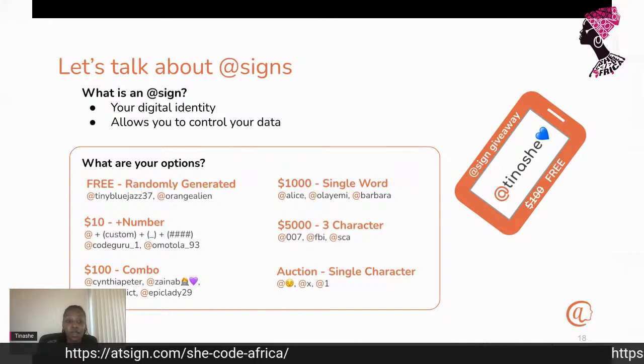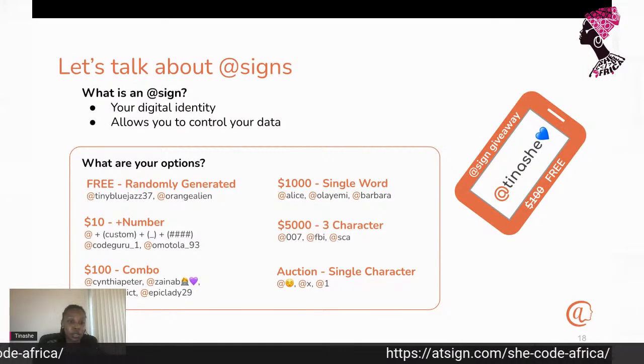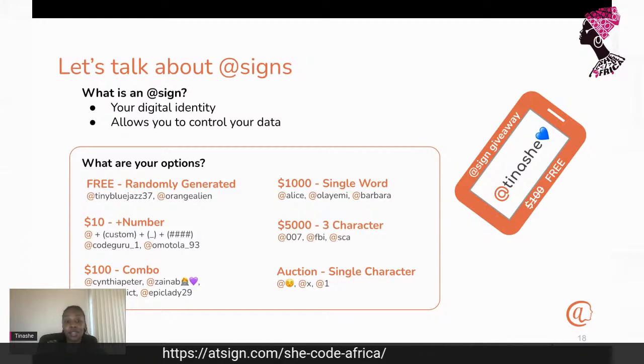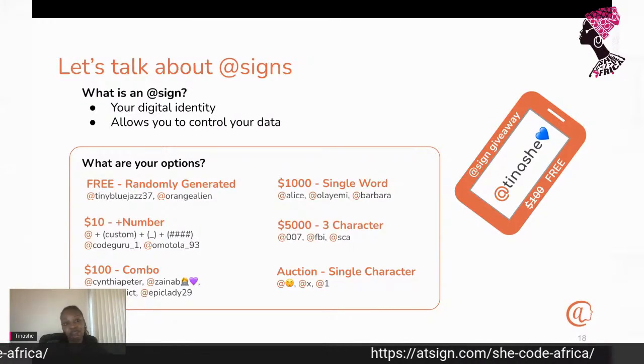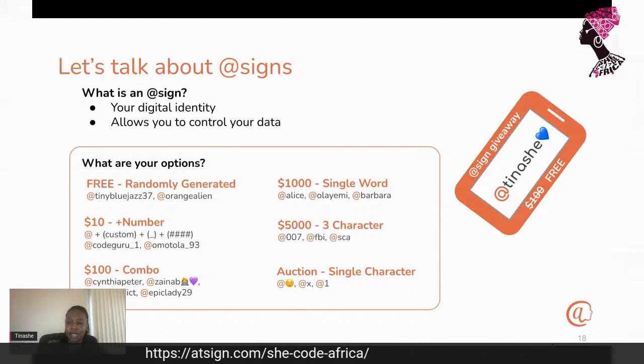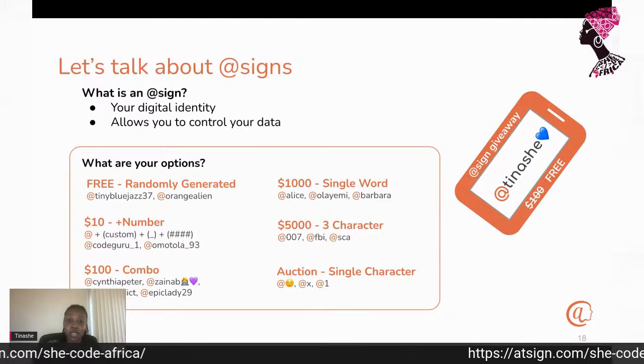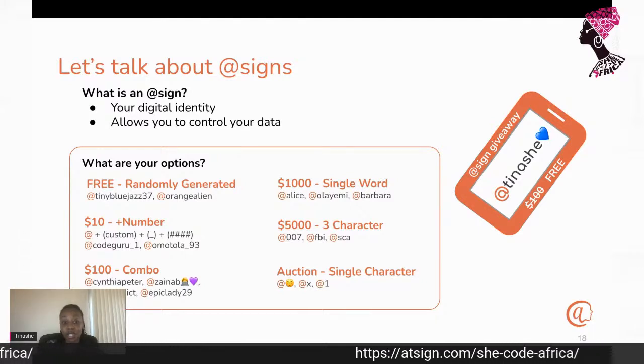This could be a combination of words, or a combination of words and numbers. So the examples I have here are @Cynthia Peter, for example. You can have @Zainab with 2 emojis of your choice. Code Addict, Epic Lady 29. Yeah, the possibilities are endless. I have Tinashe Blue Heart, or Tina underscore SHE. Both those options are $100.